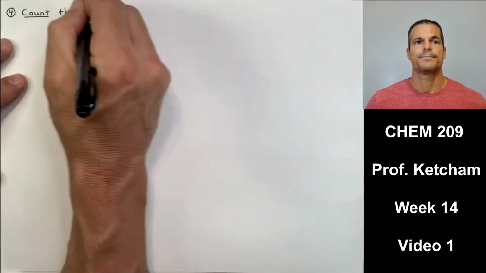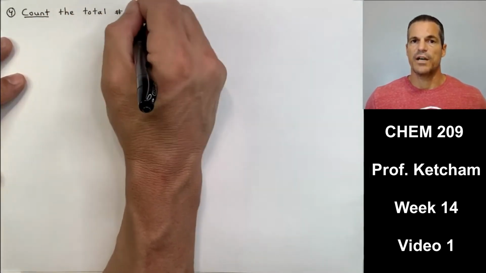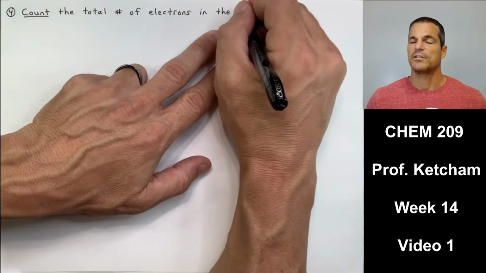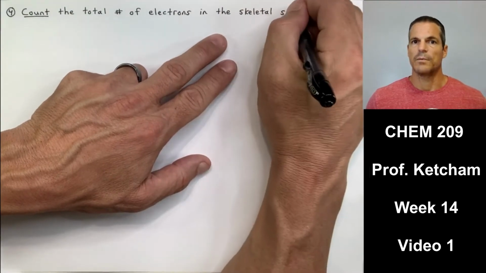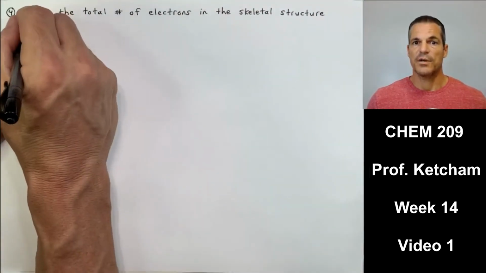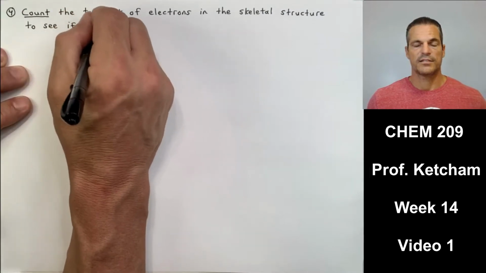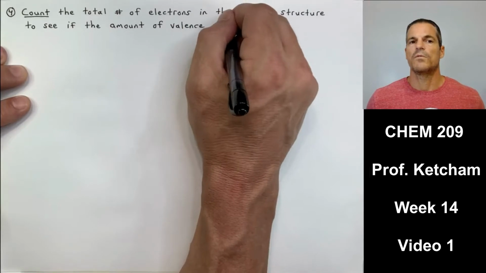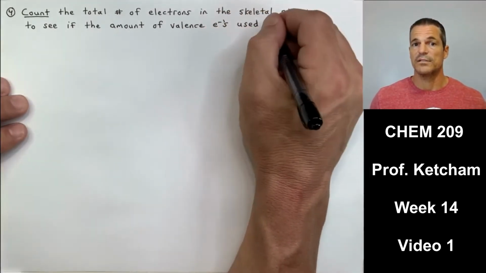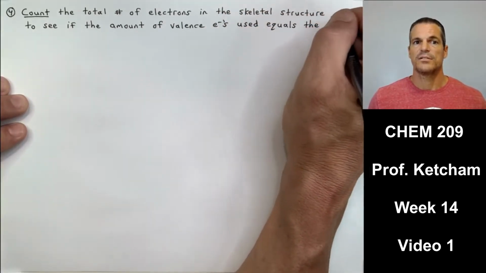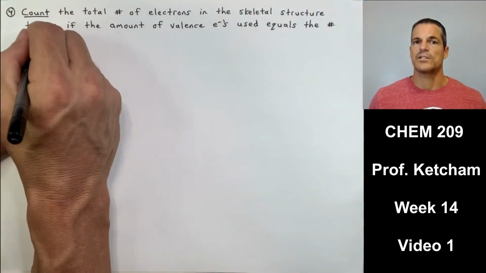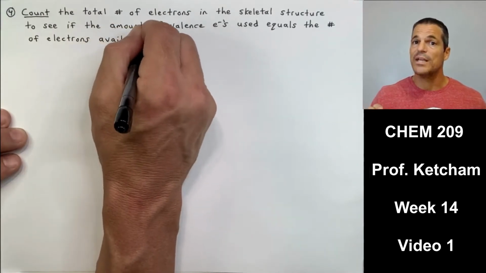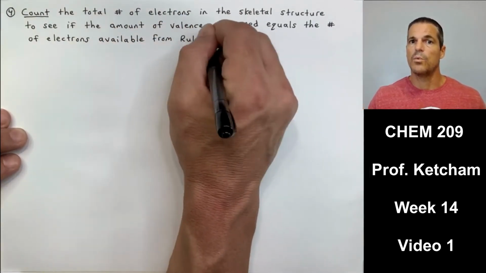Now we're going to look at what we've done in rule number 3 and see if the electron count matches rule number 1. So this is rule number 4. Count the total number of electrons in the skeletal structure, right? Because in rule number 3, we just added lone pairs everywhere to make everyone happy with 8. Rule number 4, count the total number of electrons in the skeletal structure to see if the amount of valence electrons used equals or matches the number of electrons that we agreed it had to have in rule number 1.